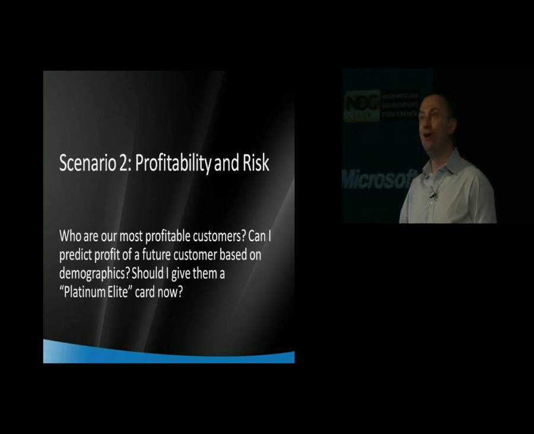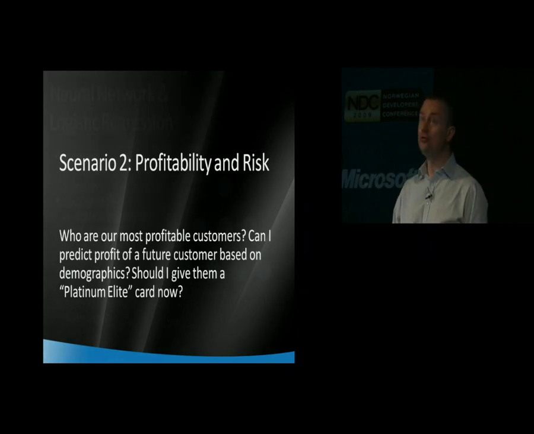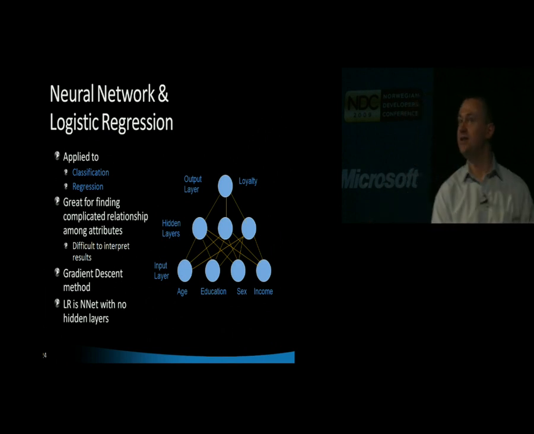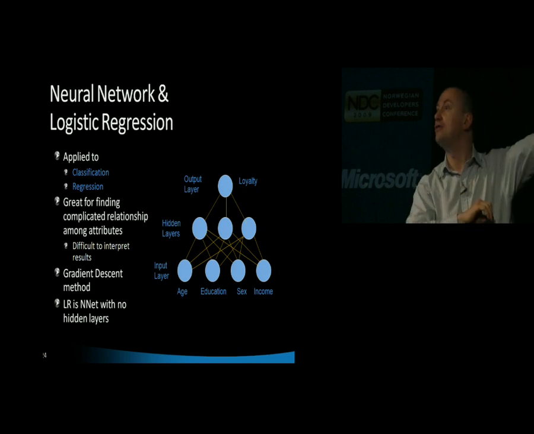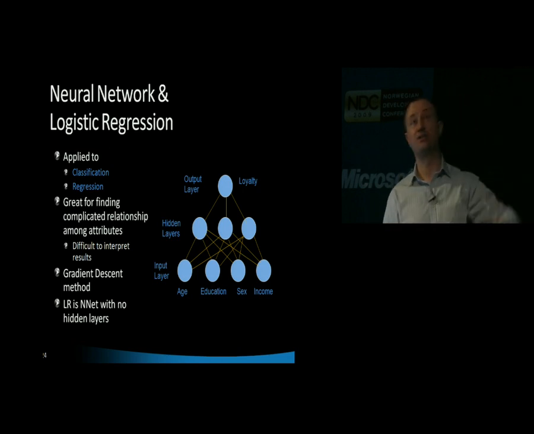Don't worry. Profitability and risk means that we want to find out who is going to bring a lot of money and who is not going to repay a loan if you give them that. How do you do that? Neural networks. I knew you wanted to learn about them, so I decided to show them to you. Neural networks are a wonderfully interesting technology because they find a connection between everything and everything, things like age, education, gender, and income, and customers' loyalty.